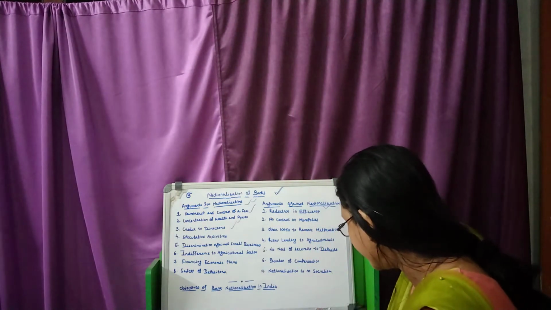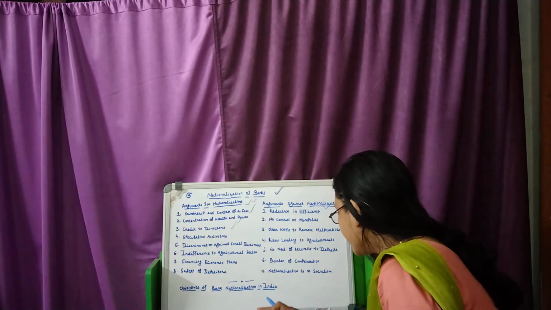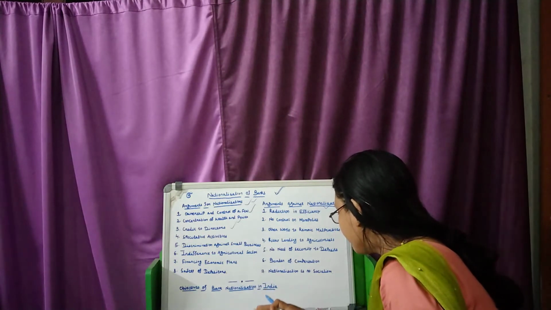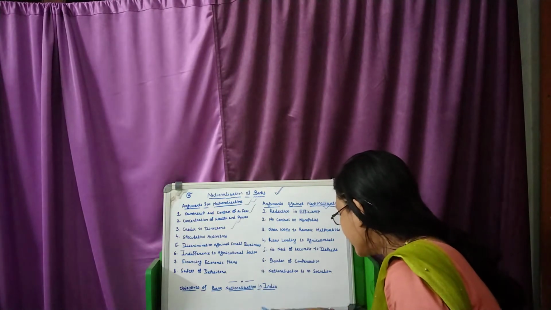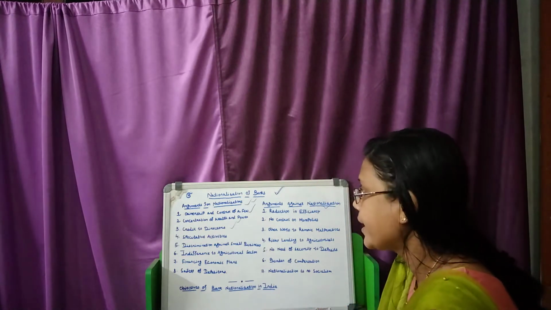Okay. Second, concentration of wealth and power. The banks in India were controlled by a few industrial houses which used the public funds of the bank to build up huge industrial estates. Okay. This led to the growth of wealth and power in a few hands.